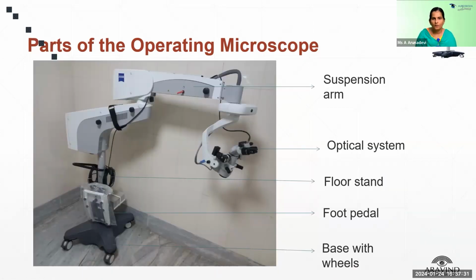Let us see the parts of the operating microscope. Suspension arm: it holds the whole optical system and also holds the illumination module. Optical system: it consists of binocular head, magnification changer and objective lens. Floor stand: it holds the carrier arm which holds the suspension arm. Foot pedal: it controls the multiple functions of the microscope. Base with wheels: it is used for moving the machine and standing in a position.